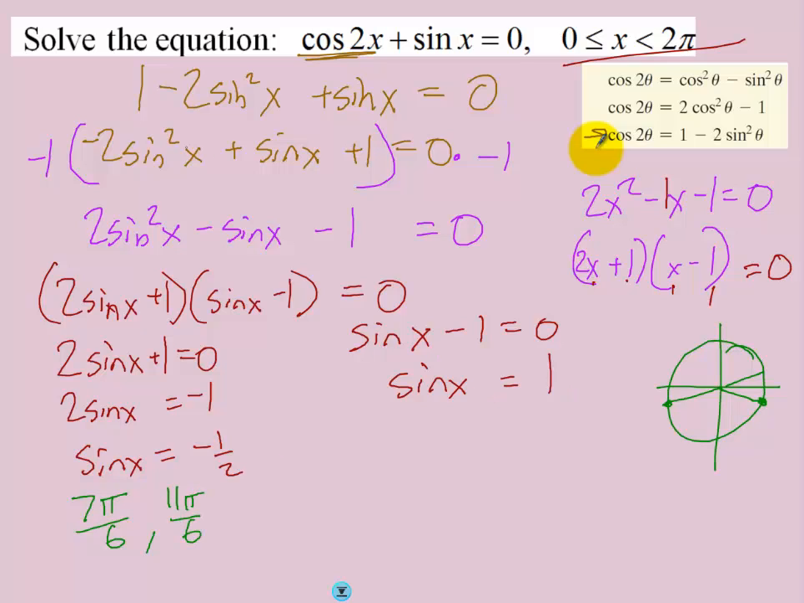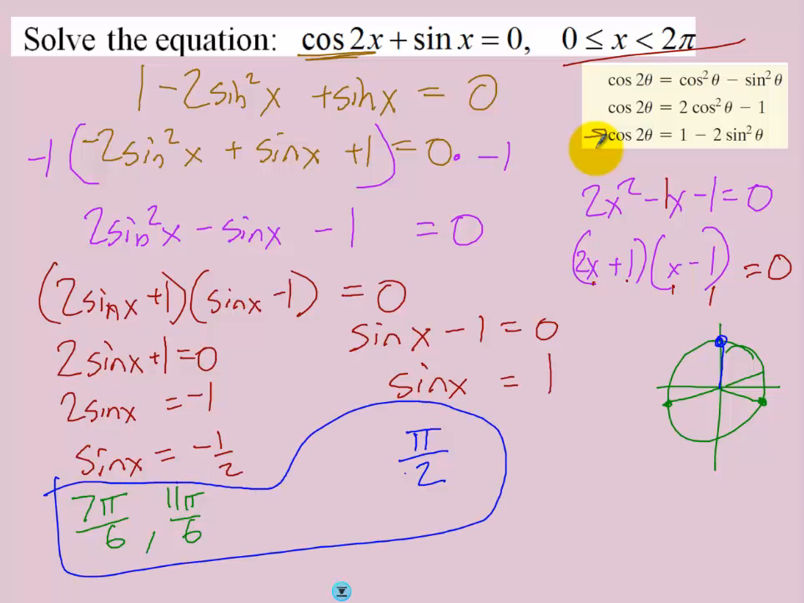Now, when is sine of x going to equal 1? I'll do that in blue. Sine of x, the y value, that's going to happen right up here when it hits the top. So that will happen at pi over 2. So your three solutions are right here. And that's it.